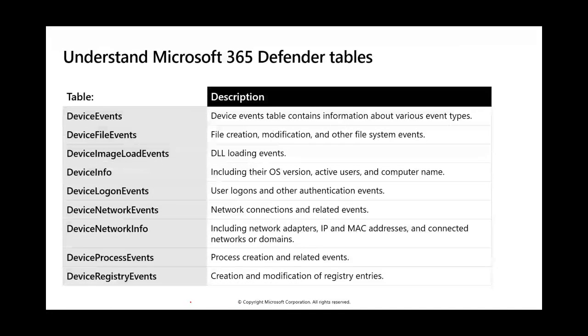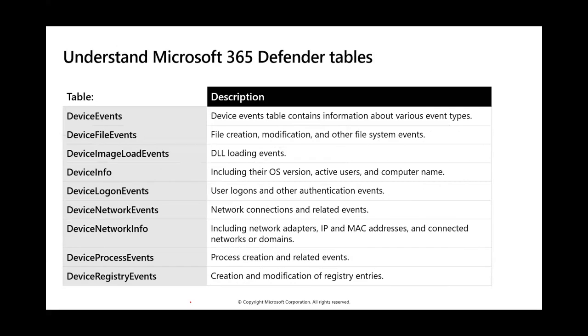Tables from Microsoft 365 Defender include a device event table. This table will contain information about various event types from devices. Device file events are for file creation, modification, and other file system events. Device image load events are for DLL loading events. Device info includes the operating system version, active users, and computer name.